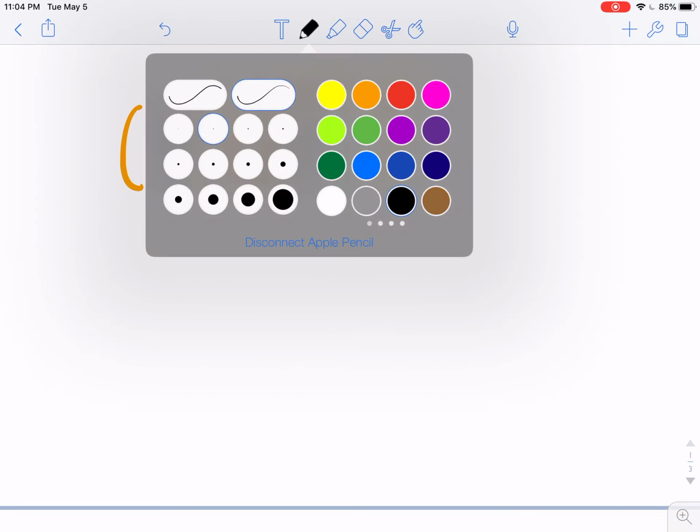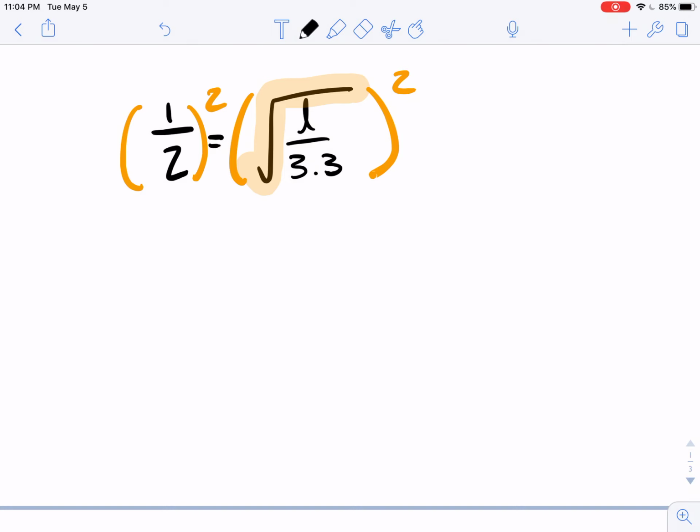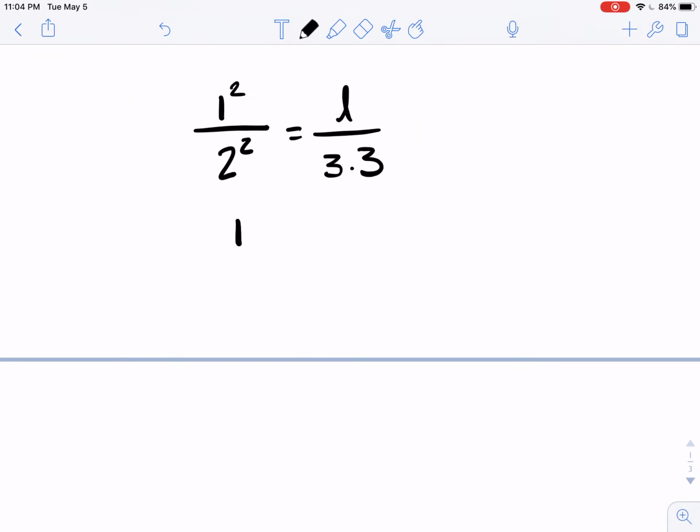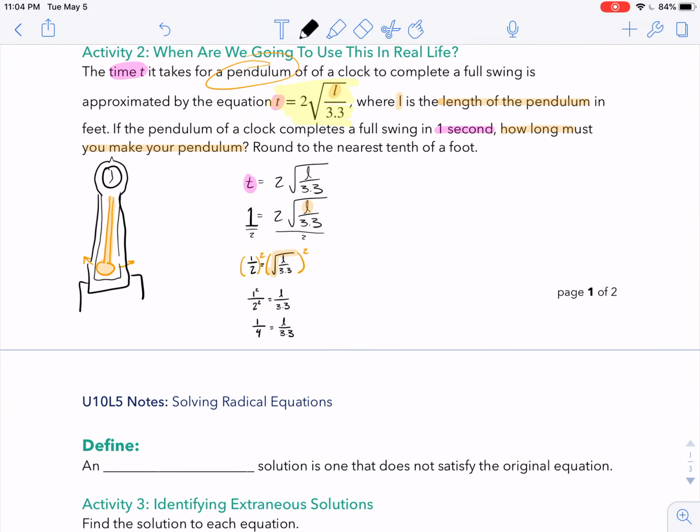Now that we've squared both sides, let's simplify. Here, when we have a fraction with an exponent, we can distribute that exponent to the numerator and to the denominator. And on the other side, our square root and our square will cancel out. That's good because we wanted to get rid of the square root. Awesome. Okay, well 1 squared is 1, 2 squared is 4, equals L over 3.3. Now I've run out of room on my page, so I'm going to start a new column.